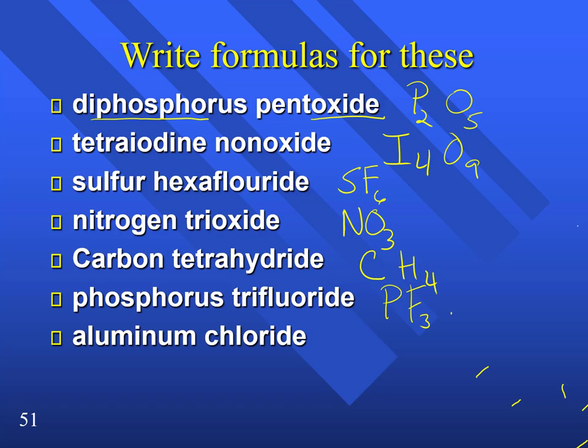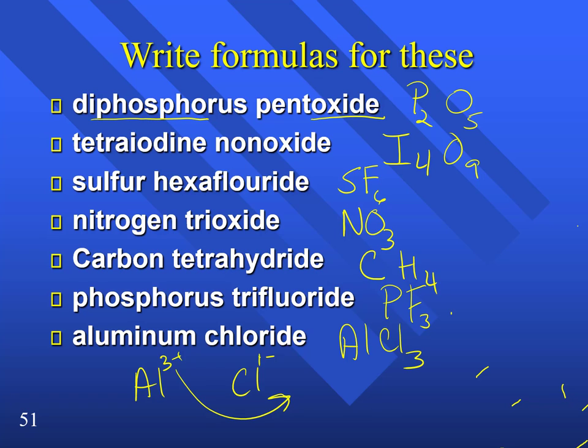Aluminum chloride. And you're going to go Al, and then you're going to go Cl, and then you're going to write a 3. Because you skipped the first step again. Aluminum's a metal. Since aluminum's a metal, I got to worry about charges. Al's 3 plus. Cl's 1 minus. They don't add up to 0. AlCl3.